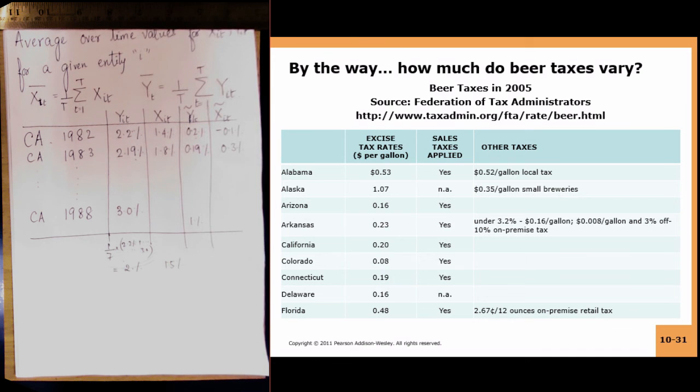Now here is some data about the different beer taxes in different states of the US. This is for your interest if you want to look at it.